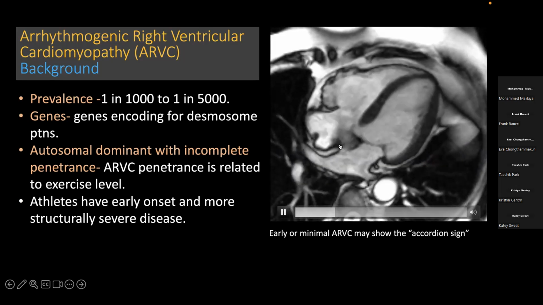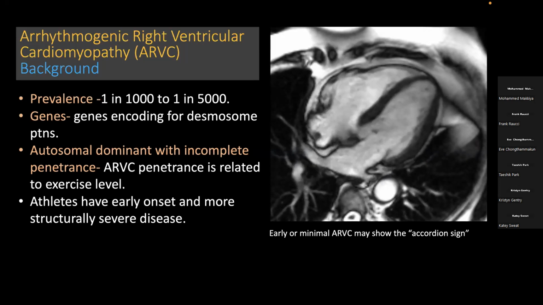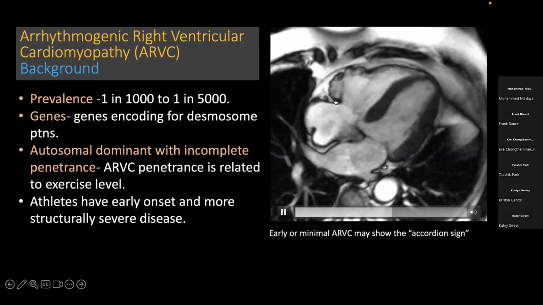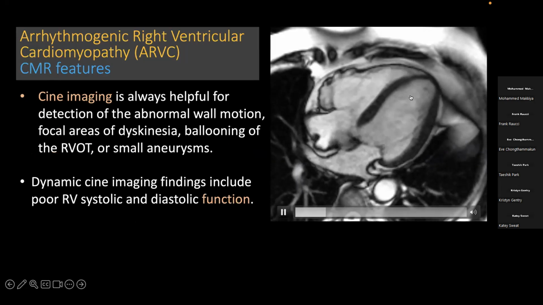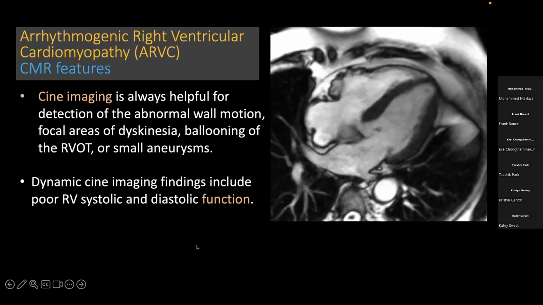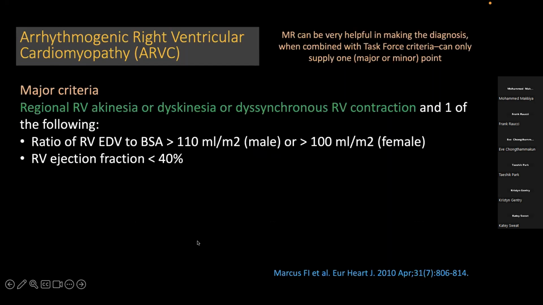Athletes have earlier onset and more severe disease than the rest. That's one of the explanations of the incomplete penetrance. This is a patient with ARVC. You can see here a focal dyskinetic movement of the basal lateral wall of the right ventricle, what we call the accordion sign. Cine images are always helpful to detect the focal wall motion abnormality of the RV. And we can make use of the short axis stack for evaluation of the function of the RV and check if it's meeting the criteria.